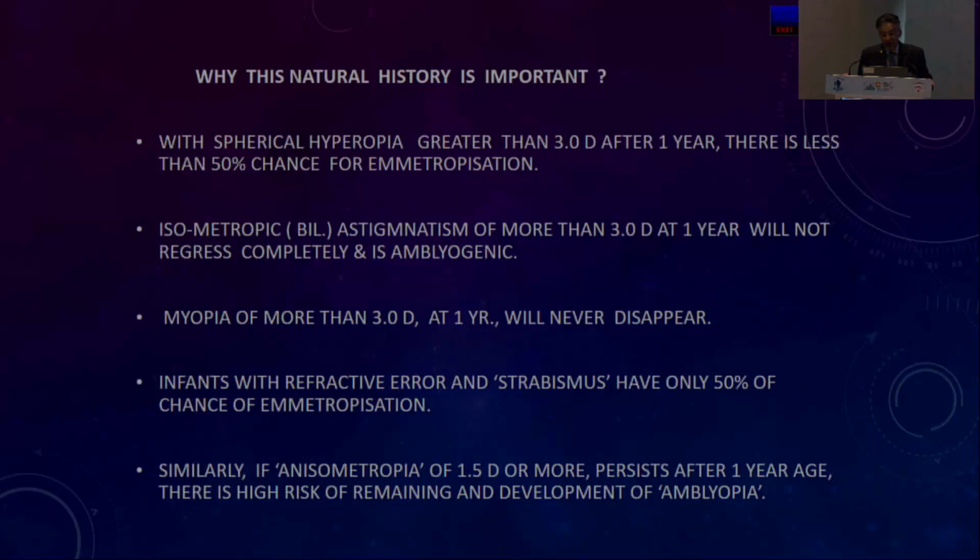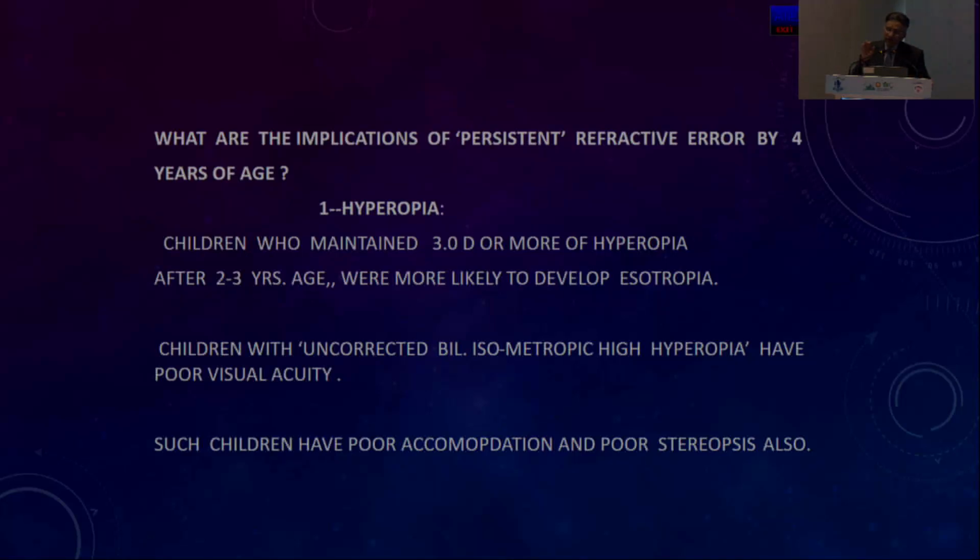Infants with refractive error and strabismus have only 50% chance of emmetropisation, again the problem. Similarly, anisometropia of 1.5 or more, you should understand, if it persists after 1 or 3 years of age, there is a high risk of remaining and development of amblyopia. This is important. Now, what are the implications of this persistent refractive error after 4 years of age? Normally, everything should become all right by 4 years of age, whether it is hyperopia or anisometropia or astigmatism. But what are the implications if it remains after 4 years of age?